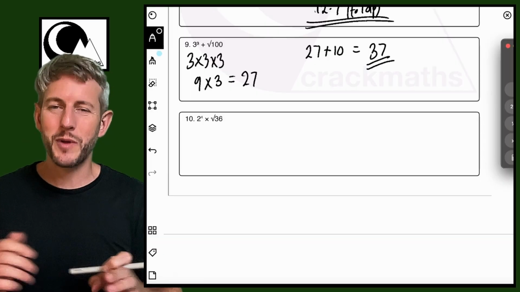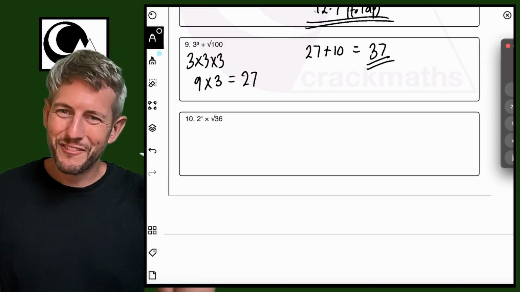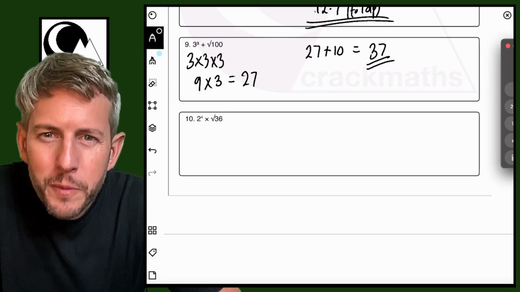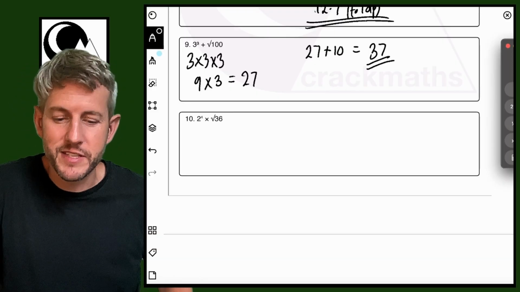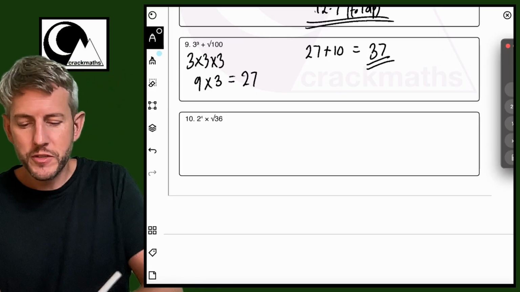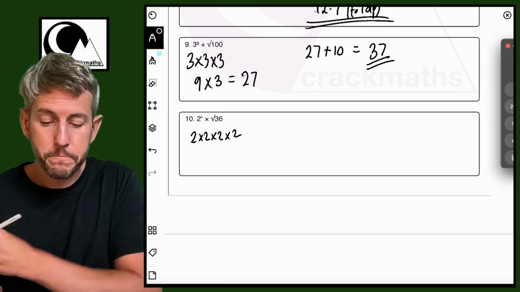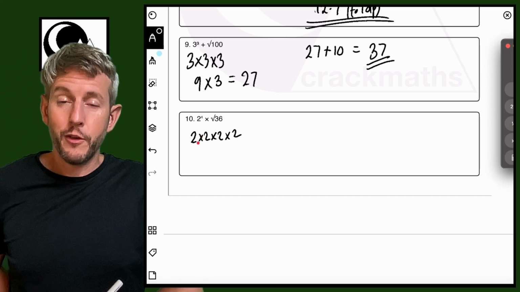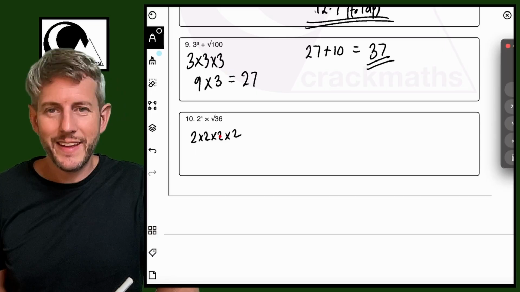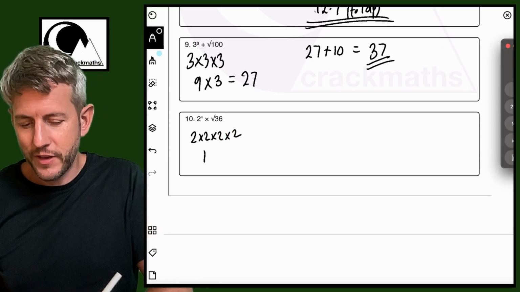Okay, right, next question. We've got 2 to the power of 4 times the square root of 36. Okay, so 2 to the power of 4 is 2 times 2 times 2 times 2, which is going to give us 2 times 2 is 4. 4 times 2 is 8. 8 times 2 is 16, so this equals 16, this first bit.